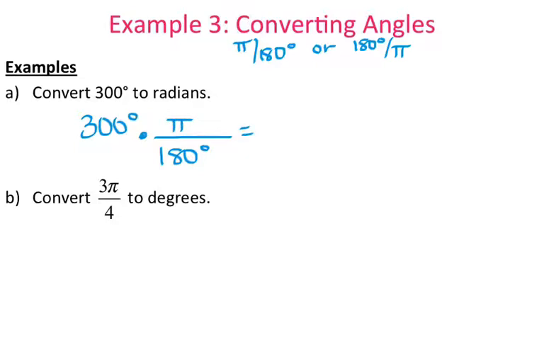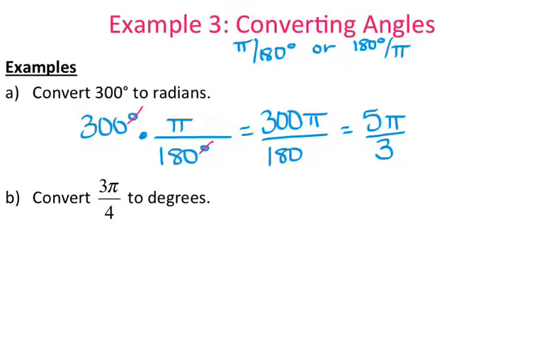And then you can multiply straight across. Your degrees cancel. So that gives me 300 pi over 180. And then 300 over 180 you can reduce. Use a calculator if you want to, which is exactly what I'm doing right now. That reduces to 5 pi over 3. When you are working with the calculators, don't put the pi's in the calculator. Just work with the numbers. And then just reattach the pi to your answer.